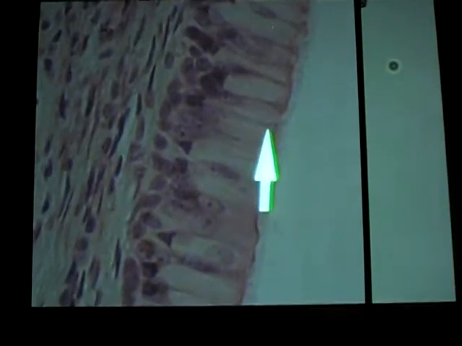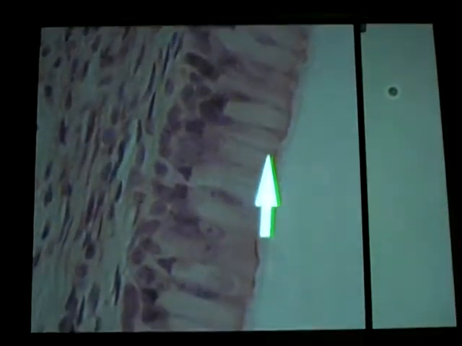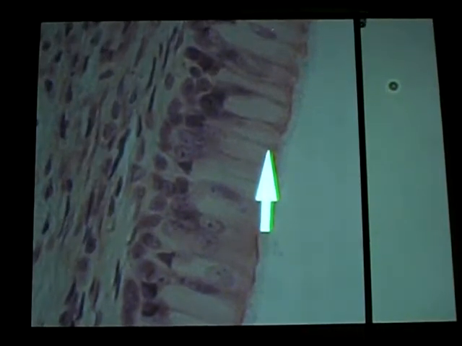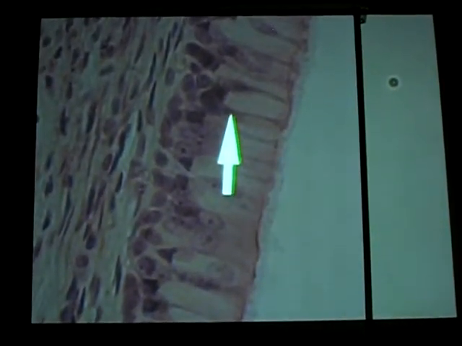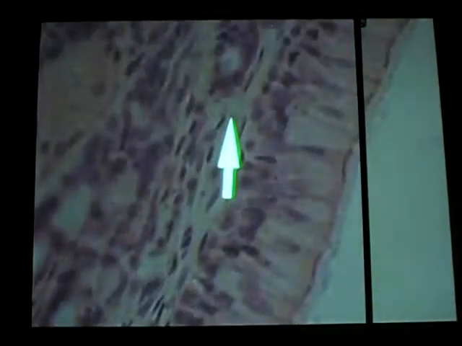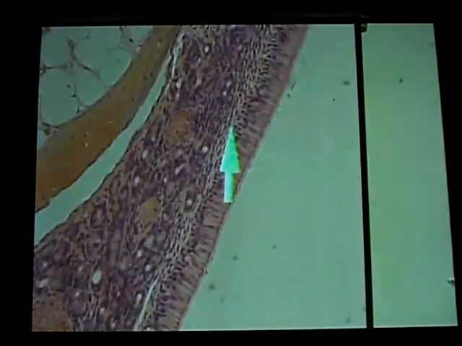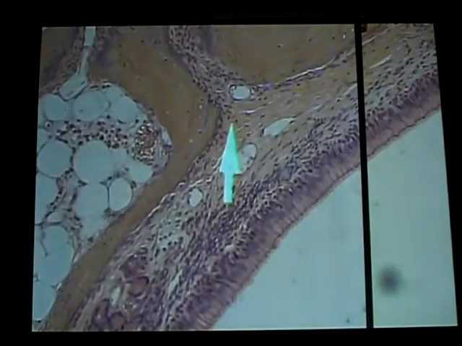So remember our goblet cells: wine-shaped with the nucleus at the base of the cell. Once you're seeing goblet cells, that's your respiratory mucosa with your pseudostratified epithelium. If you're seeing goblet cells, it's not your olfactory. Your olfactory will not have any goblet cells in it. So pretty much it's going to be identify the mucosa.